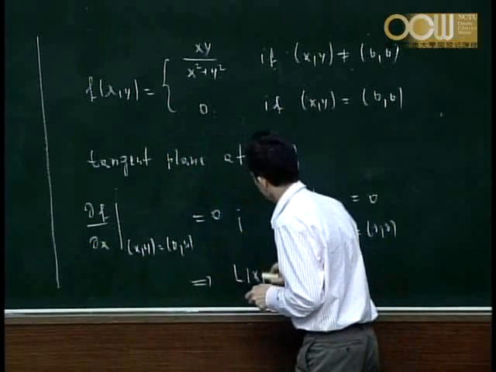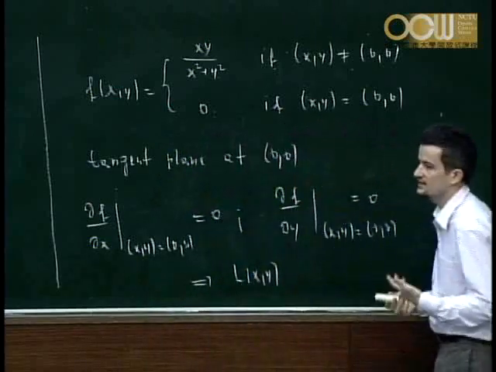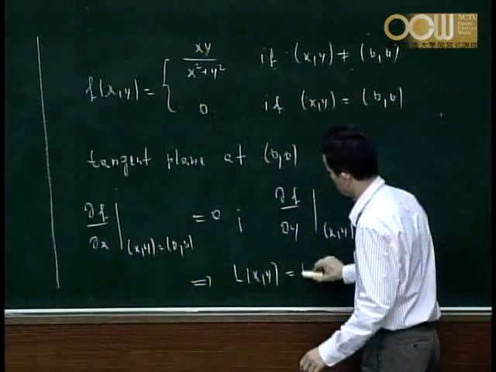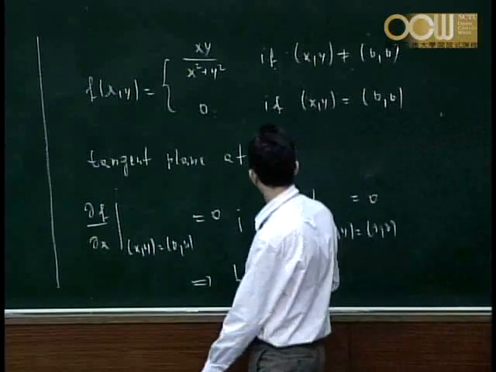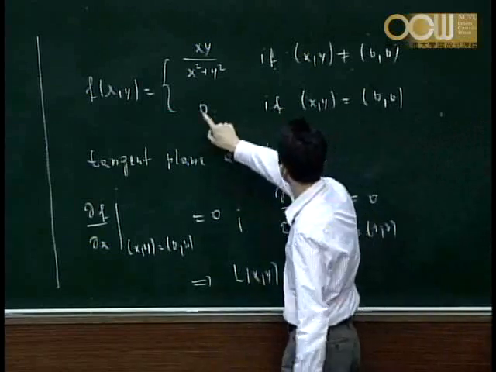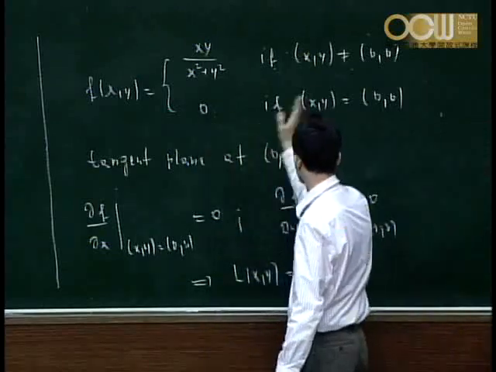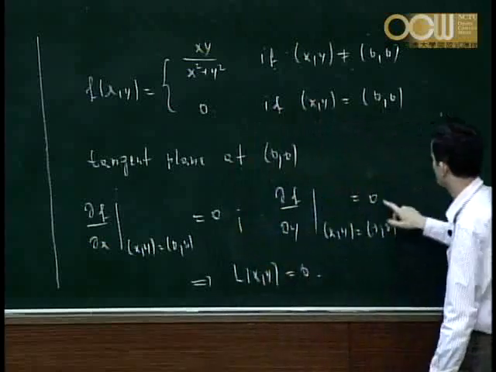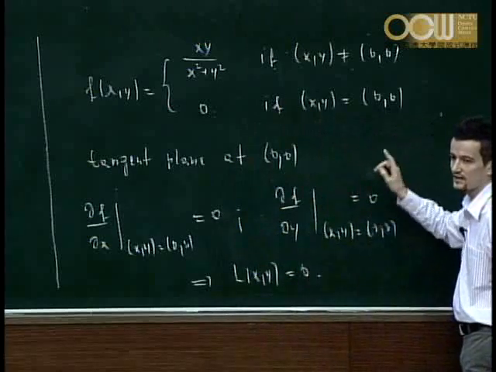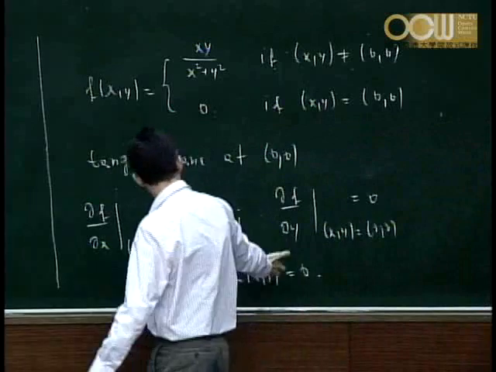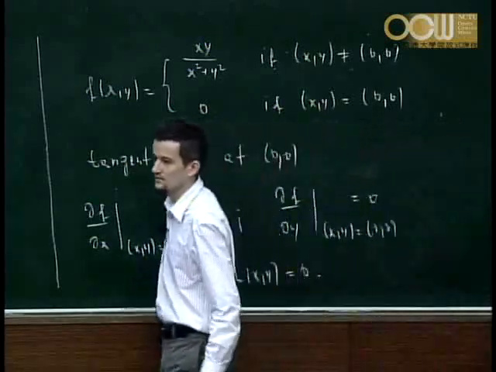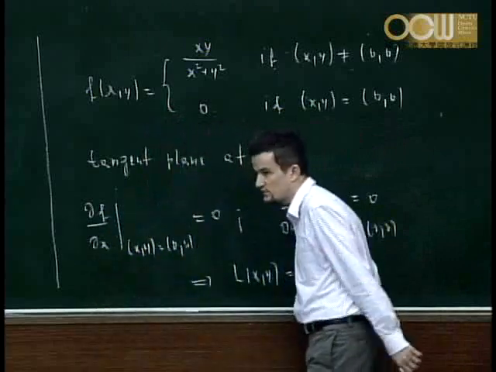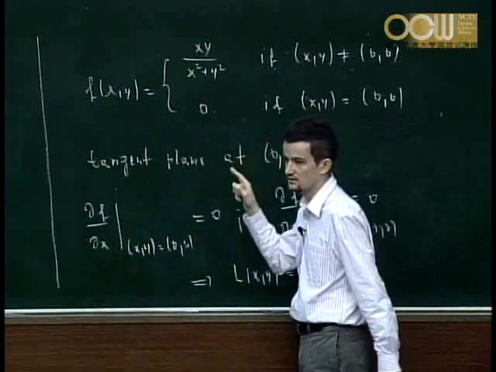Now, what is the tangent plane, or what is the linear approximation? You see, it is identically 0, because the function value at (0, 0) is 0, plus this is 0 times (x minus 0), plus this is 0 times (y minus 0). So the tangent plane is identically 0 at the point (0, 0). But this is not a good approximation of the function.